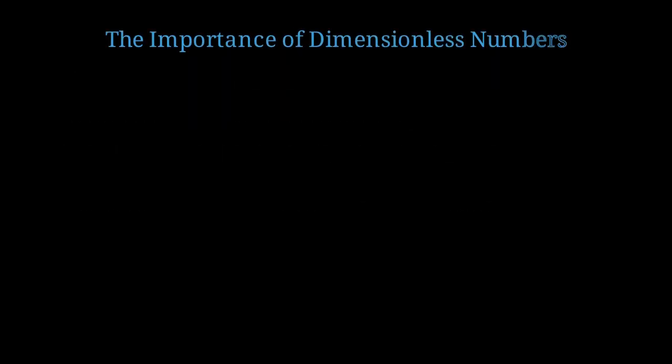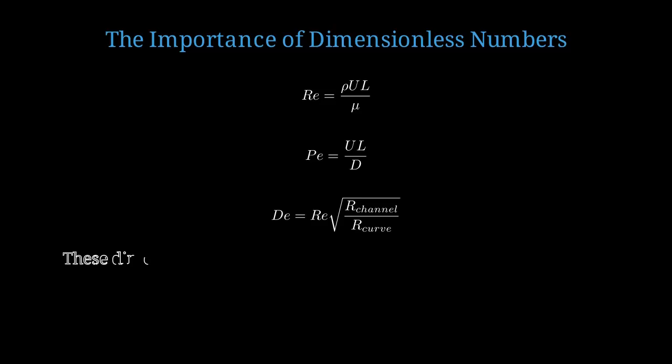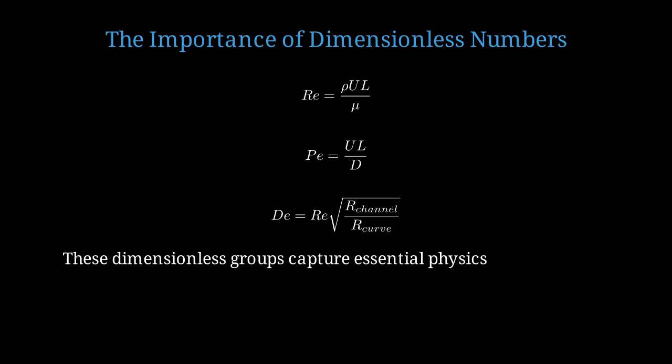Let's recap the key dimensionless numbers that govern mixing in microchannels. Reynolds number, rho UL over mu, tells us if flow is laminar or turbulent. Péclet number, UL over D, compares advection to diffusion. Dean number, Reynolds number times square root of channel radius over curve radius, characterizes secondary flows in curved channels. These dimensionless numbers encapsulate the essential physics. By calculating them, engineers can predict mixing behavior without detailed simulations.